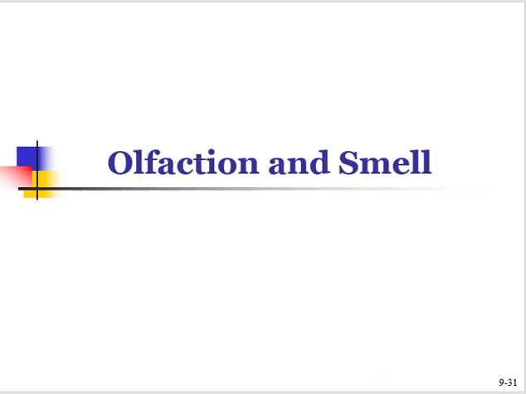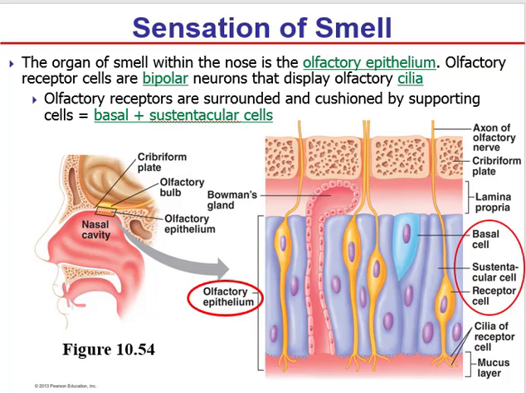Now let's look at the perception of smell through the process of olfaction. The organ of smell within the nose is all of the olfactory epithelial, so the skin, the mucous membranes, the epithelial lining of your nose. The olfactory receptor cells are bipolar neurons that have cilia attached in order to catch the odorant particles floating around in the air. The olfactory receptors are surrounded by supporting cells that cushion them, and these are the basal and sustentacular cells, circled over here in red on the right.